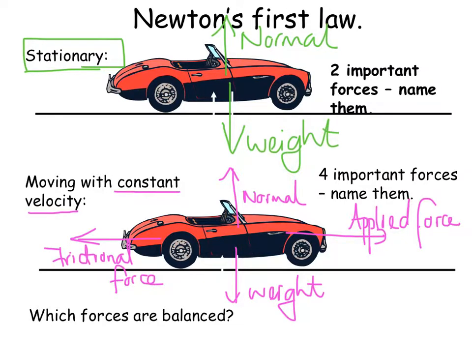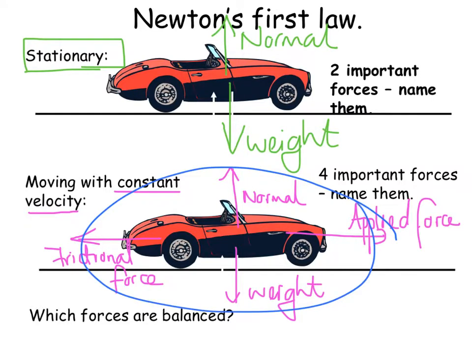So those forces are all balanced. There is no unbalanced force on that object. The normal balances out the weight, the frictional force balances out the applied force, and as a result, there's no net force. The net force or the resultant force is zero. That doesn't mean that the object is not moving. It just means it will move with a constant velocity.